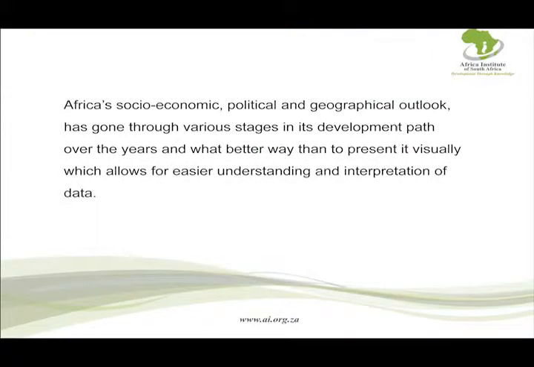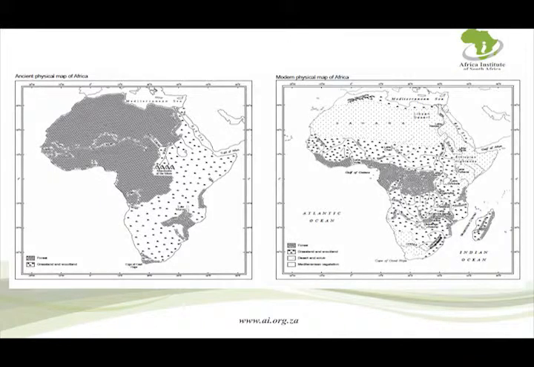Africa's socio-economic, political and geographical outlook has gone through various stages in the development path over the years, and what better way to present it than visually, which allows for easier understanding and interpretation of the data. You won't believe it, these maps I did for the grade 10 history book. And you will see where the Sahara Desert is now, there were dense forests years ago.